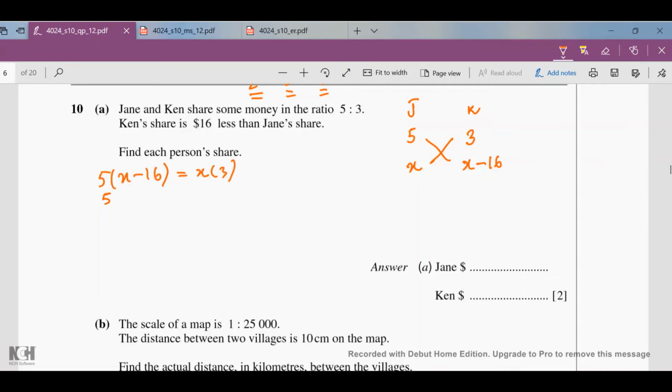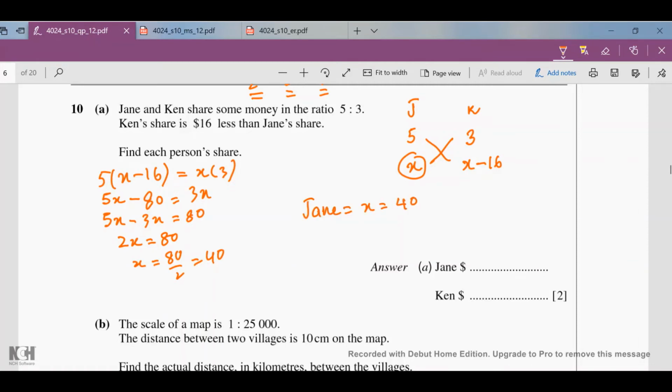Okay, 5x minus 16, 16 multiplied by 5, your answer is coming 80, and this is 3x. 5x minus 3x is equals to 80. When I subtract, it's coming 2x is equals to 80. And x is equals to 80 divided by 2 is coming 40. It means Jen with x has $40. Here is $40. Dollar is already there.